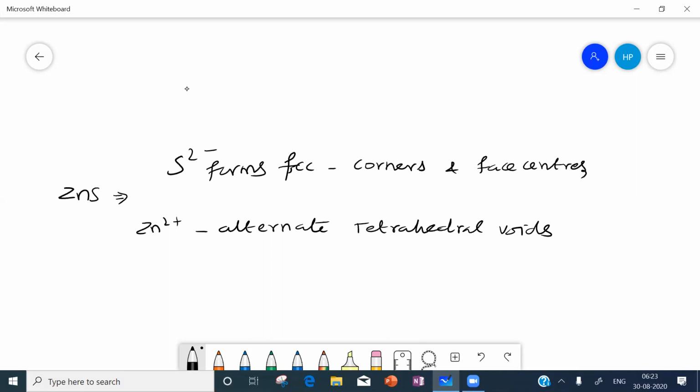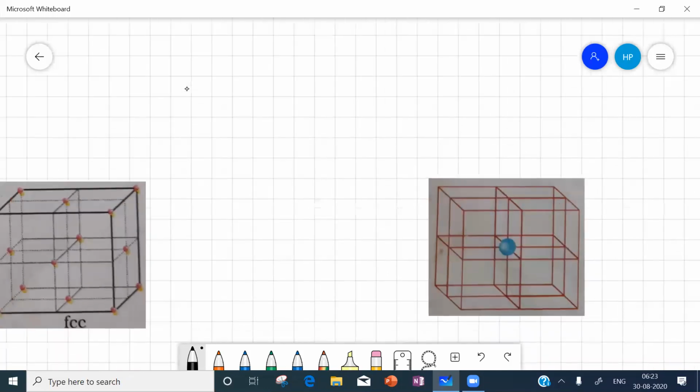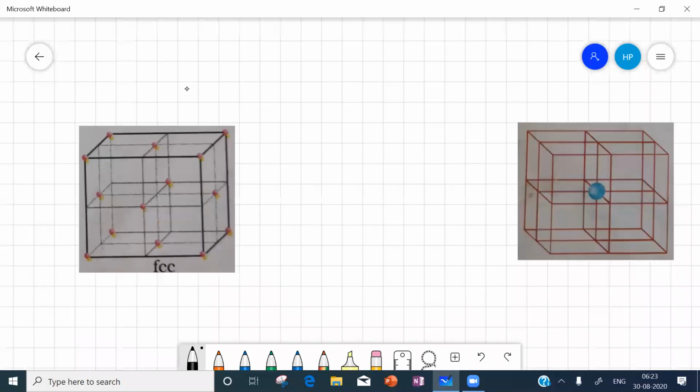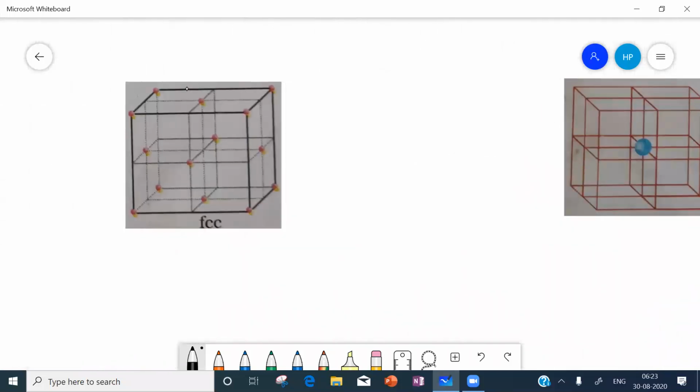So, in the ZnS crystal structure, sulfide forms FCC. Sulfide occupies corners and face centers. Zn2+ occupies alternate tetrahedral voids. Now we will see regarding sulfide. Sulfide will be kept in corners. Here, corner sulfide.